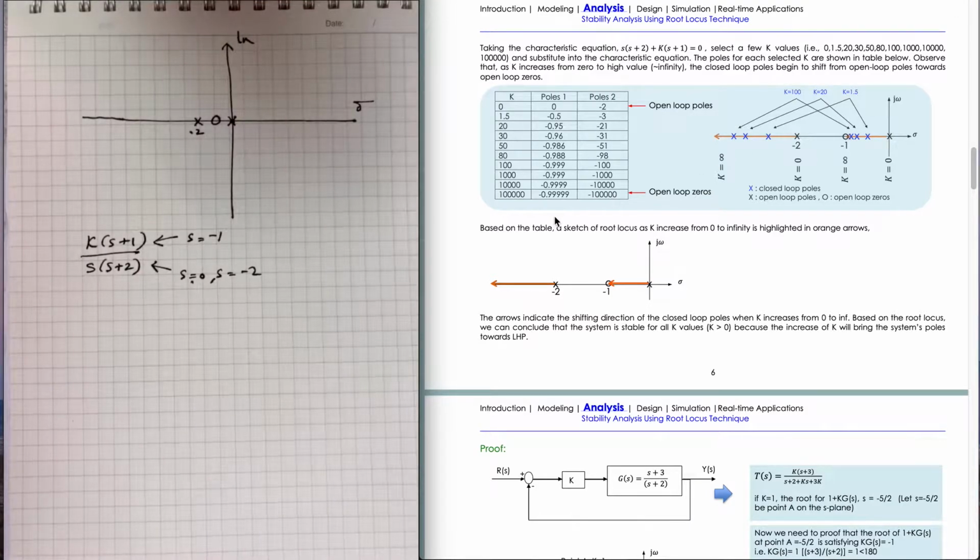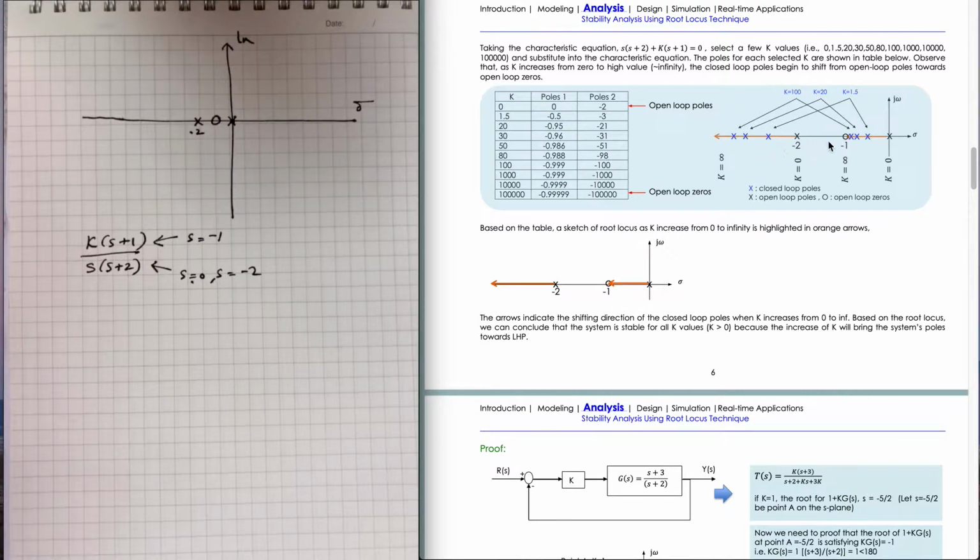Okay, it seems that if we have complex systems, second order, third order, fourth order systems, getting these values one by one is not easy, right? And as we increase that, we need to plot that.